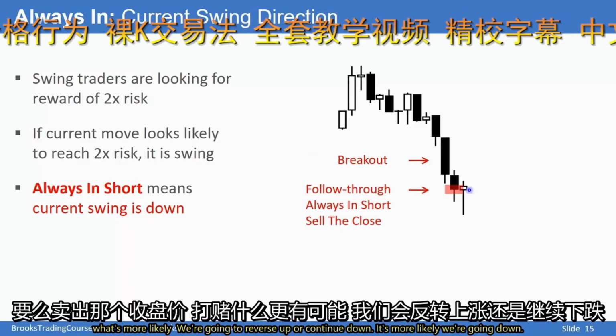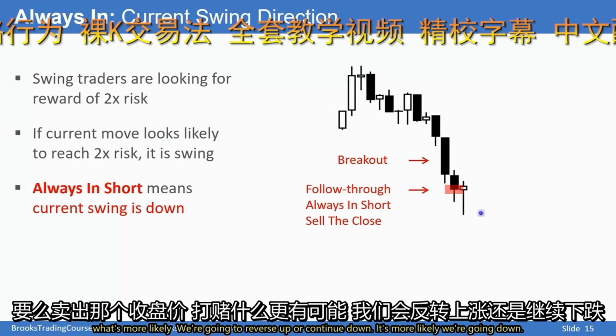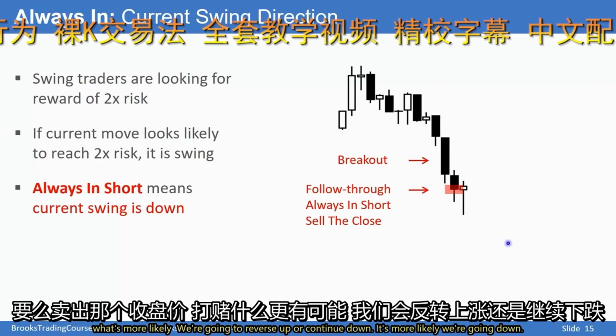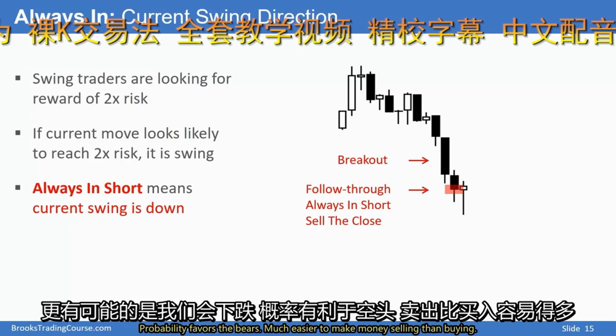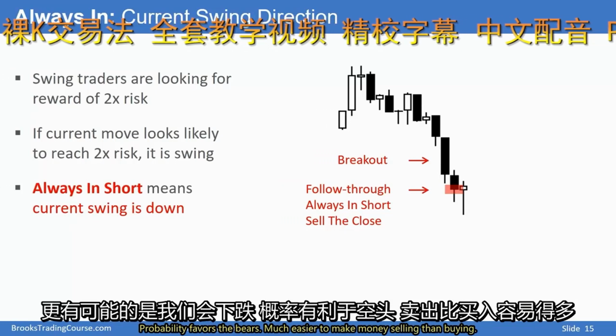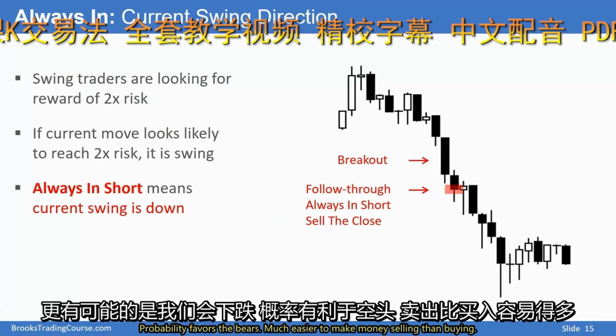Betting that, what's more likely? We're going to reverse up or continue down. It's more likely we're going down. Probability favors the bears. Much easier to make money selling than buying.